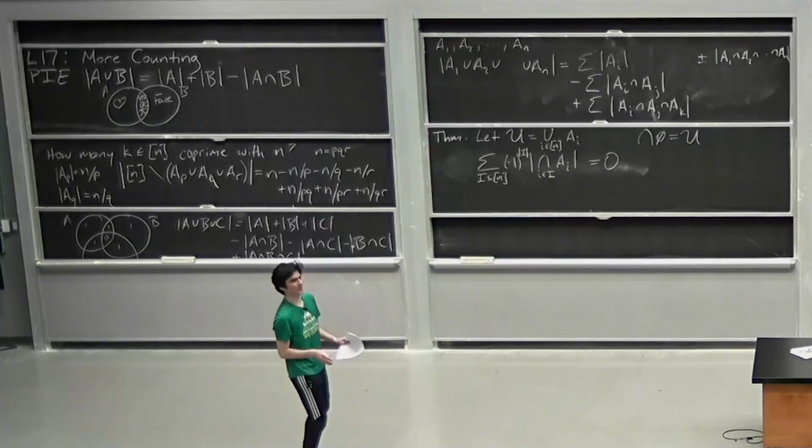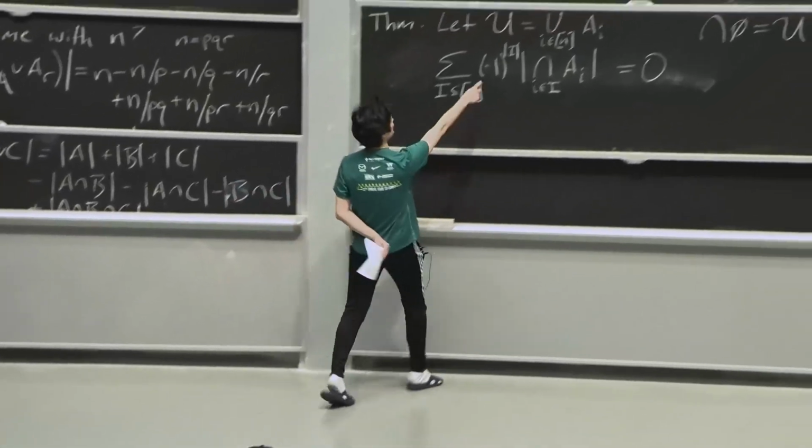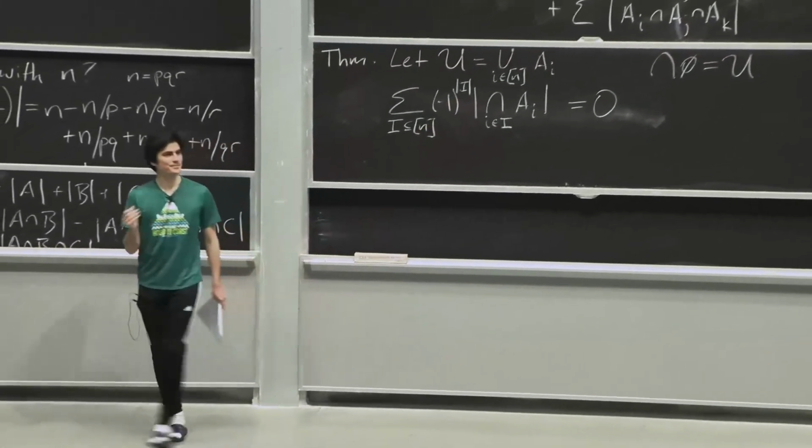The question is, why do we have absolute value here? It's the size of I, because I is a set. That's the cardinality.